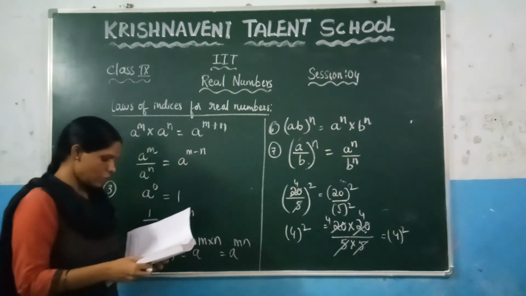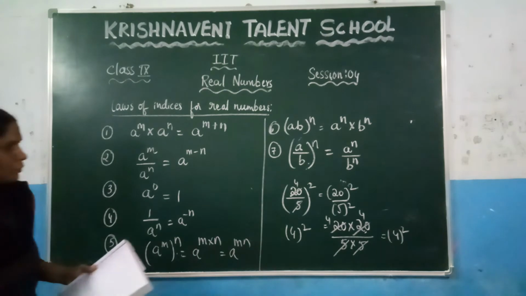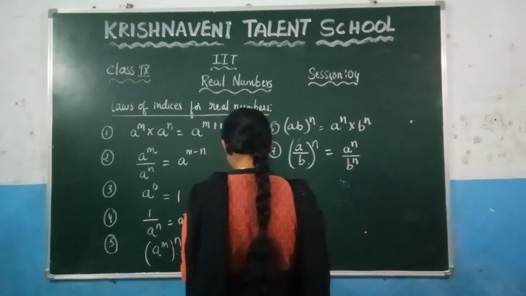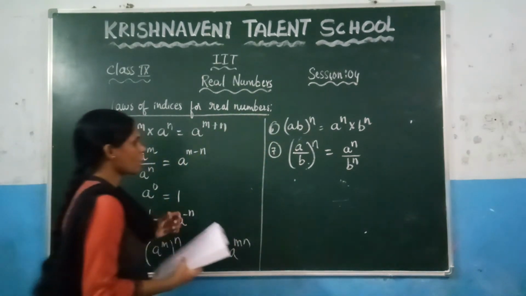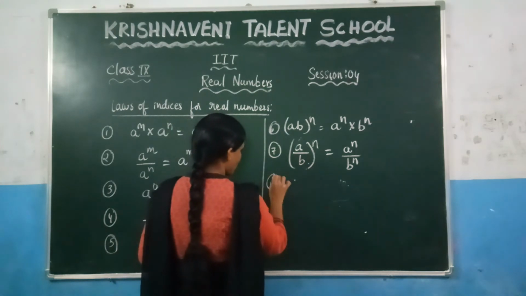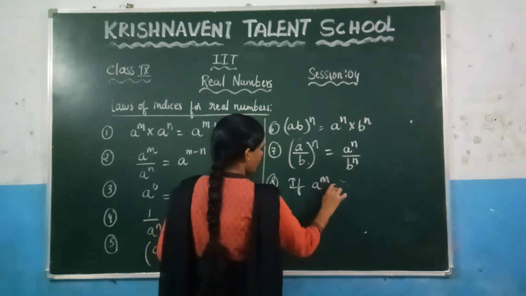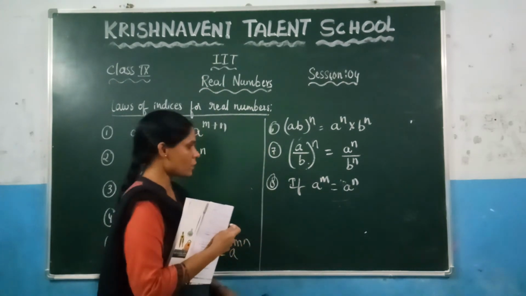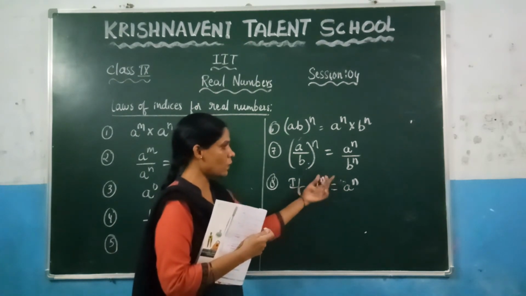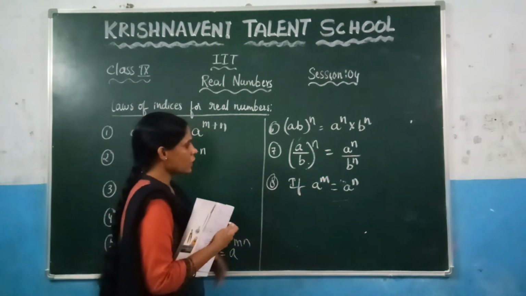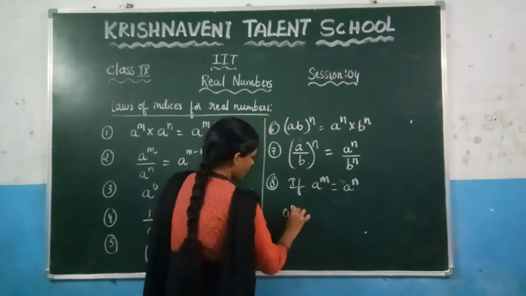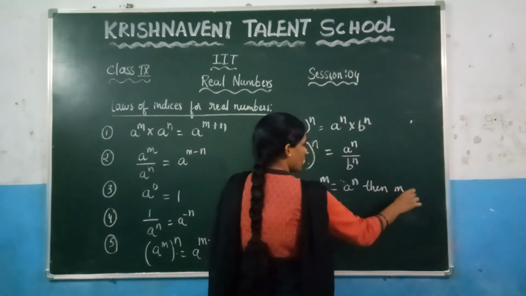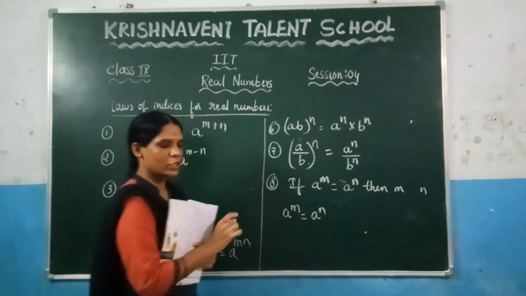Now this is about the laws of exponents. Now see the last one. If a power m is equal to a power n, then what can we say about their powers? Here you can observe that the bases are the same. Then what can we say about their powers? Before that, you need to solve this one. Let us consider a power m by a power n. Then what can you say about their powers, m and n? What is the relationship between these two? You need to find it here.